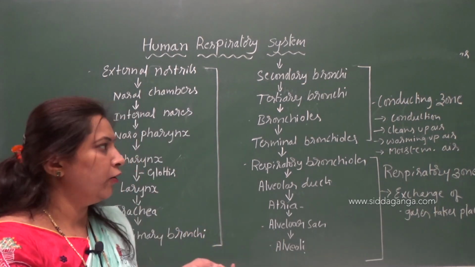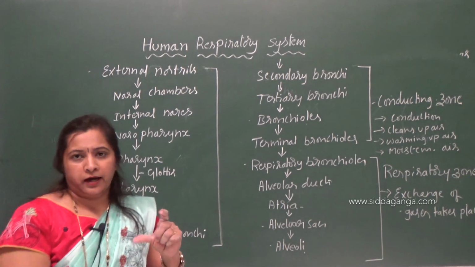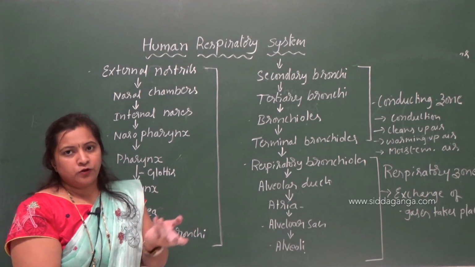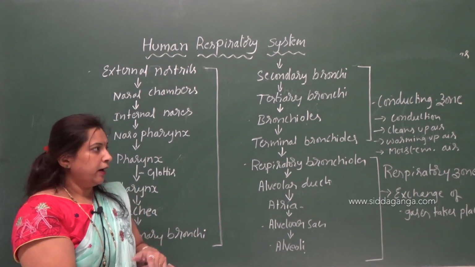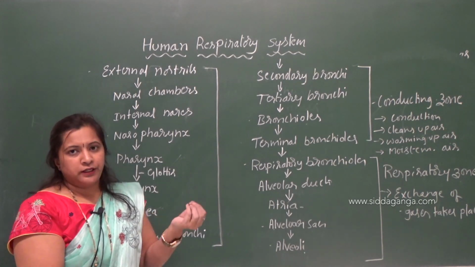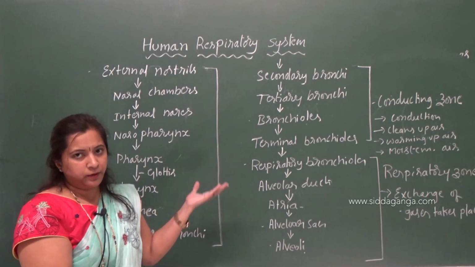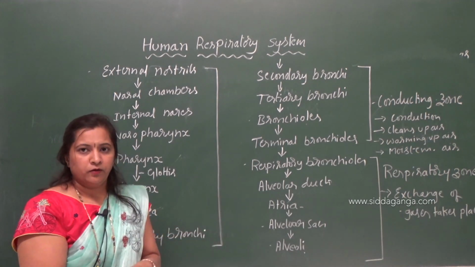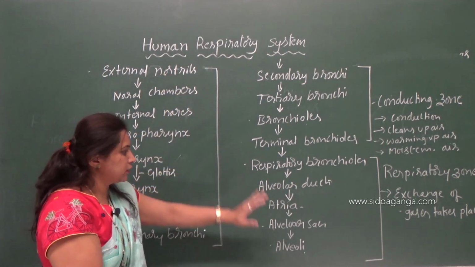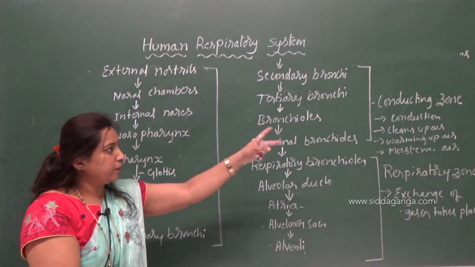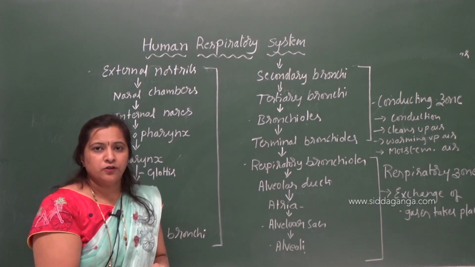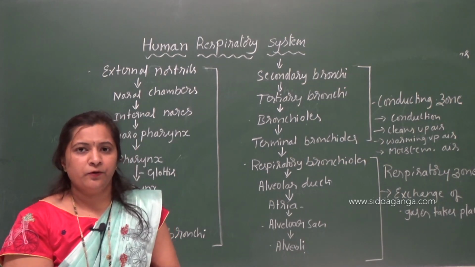So in the next video I will discuss the lungs, okay. Understood clearly? Today you learned how to draw the human respiratory system and the details of trachea, bronchi and its branches up to the alveoli, okay. And this is the entire respiratory tract from external nostrils up to the alveoli. You have to remember the conducting zone as well as the respiratory zone and their functions. Understood clearly? Okay, thank you.